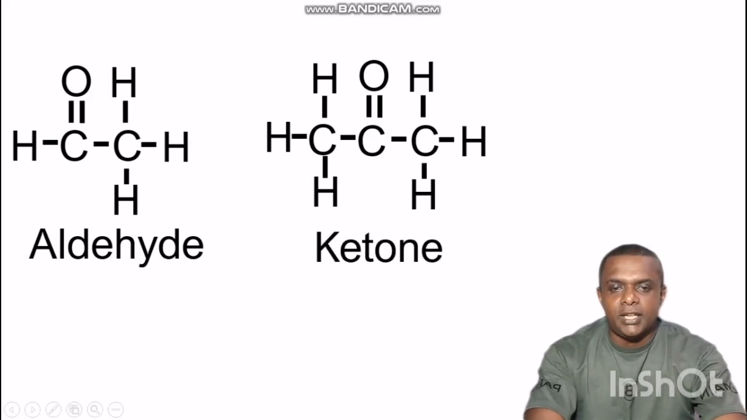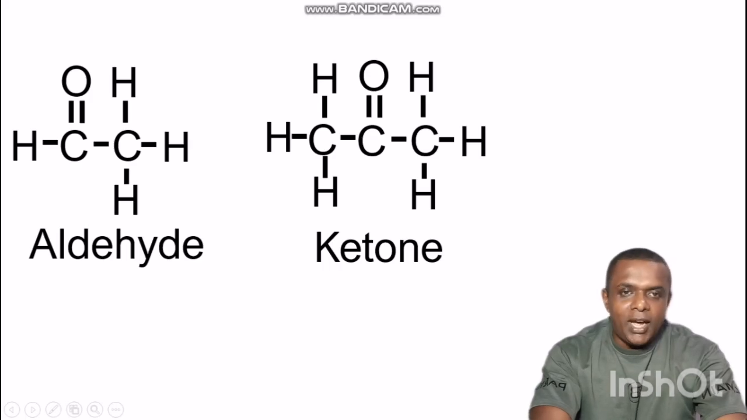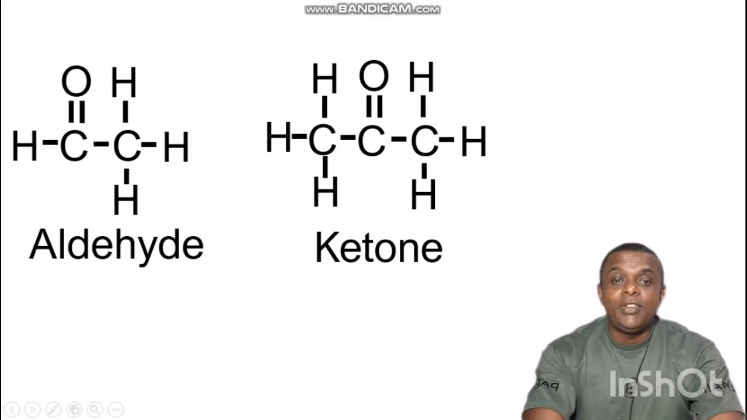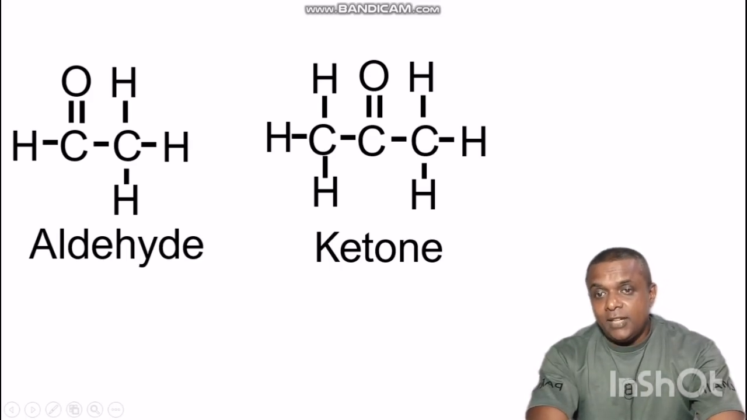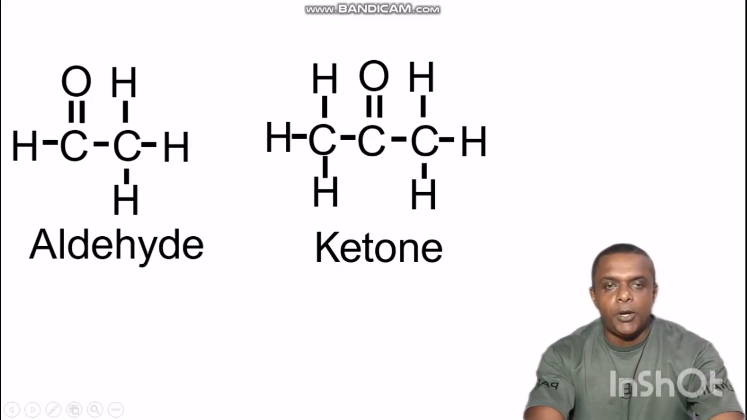On the right hand side, we have a ketone. This is the carbonyl carbon, and on both sides of this carbonyl carbon we have alkyl groups. In this case, we have two methyl groups, so this is propanone. We add the suffix -one to ketones, and for aldehydes we add the suffix -al. So this is ethanal because it has two carbons. Here we have three carbons, so this is propanone.